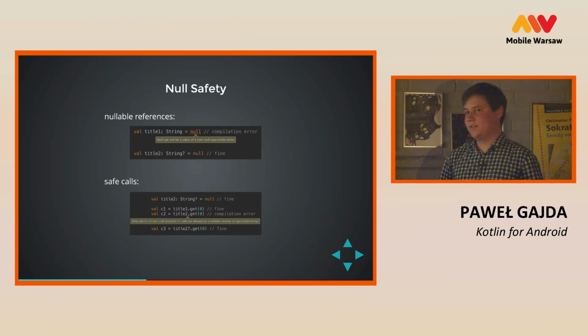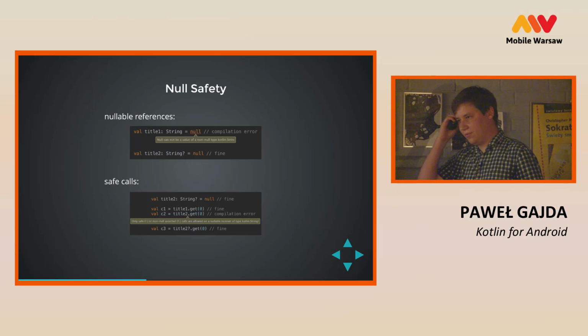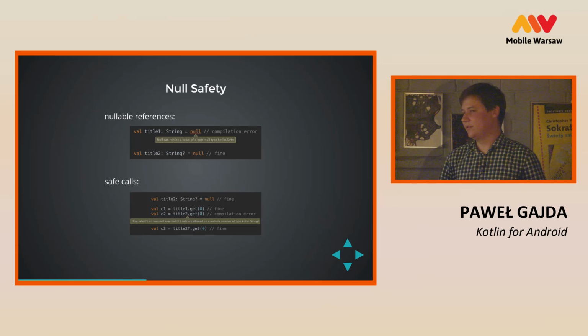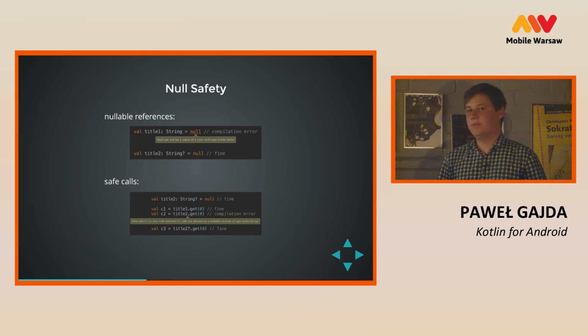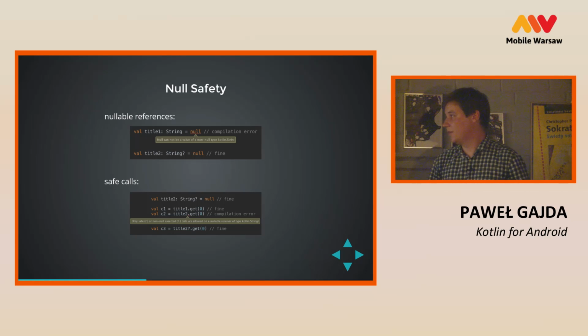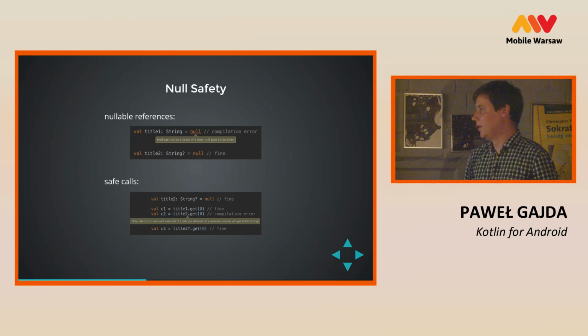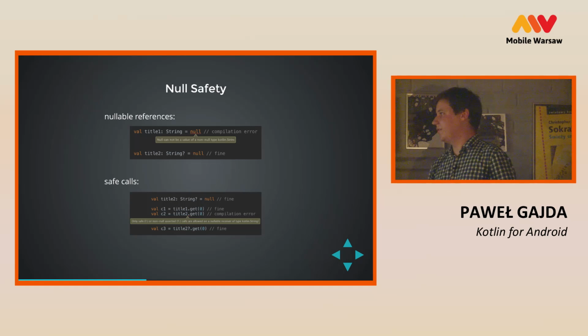Null safety. It's, I think, very important when we cope with null pointer exceptions. It's a tool to fight such exceptions. In Kotlin, we can put objects in 2 groups: objects that cannot be null and objects that can be null. Objects that cannot be null cannot hold null references.